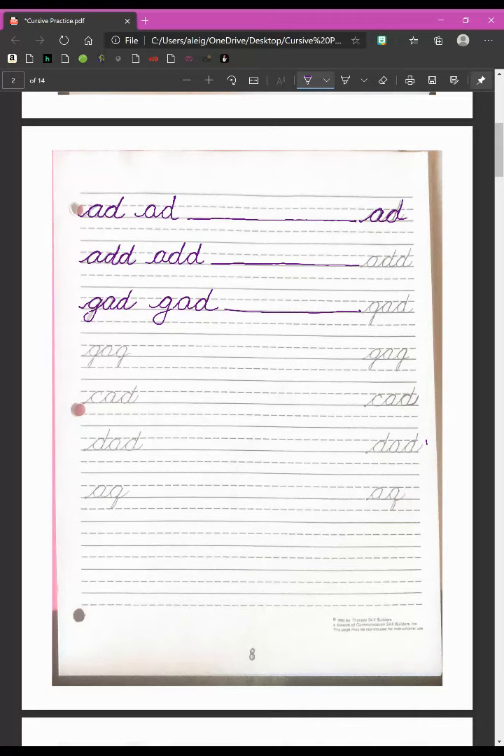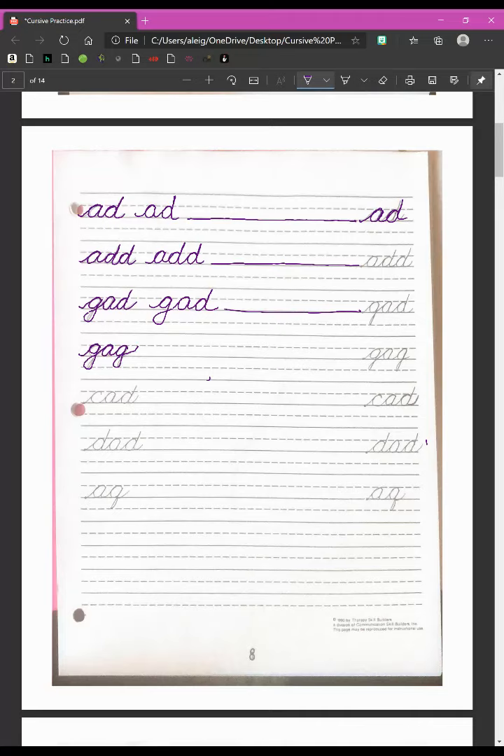When you're ready to move on, we're going to write the word gag. Gag is a little trickier because we have to do two G's. So we start at the baseline, we curve up, around, go into the basement, keep going, A, keep it going, G, and into the basement, and give that G a tail.